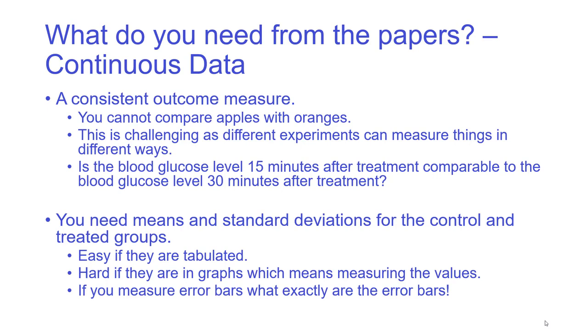You need means and standard deviations for the control and treated groups. Easy to find in the paper if they're tabulated. Sometimes they hide the control group results. If you've got to take it out of graphs and you've got to deal with the typical bar chart with error bars on it, then that can be difficult to do, especially if they haven't defined what the error bars mean.